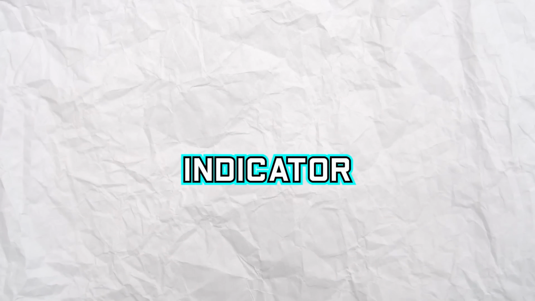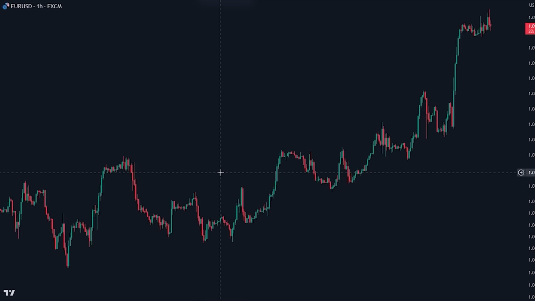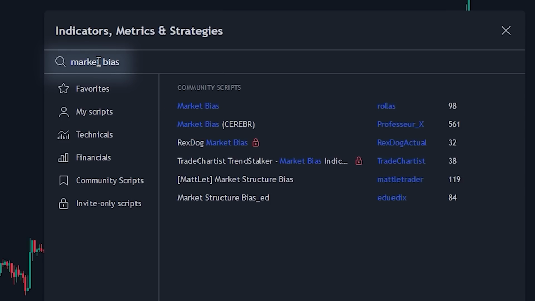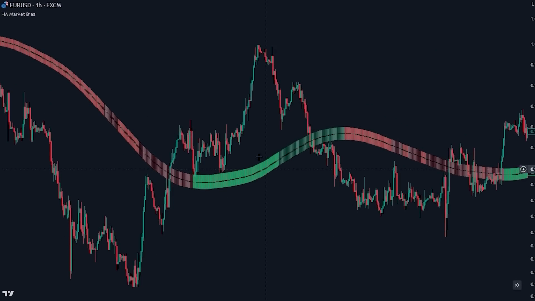Let's first add this indicator to the chart. Head over to the Indicator Search tab and search for the market bias indicator. Select the indicator made by Professor X and add it to the chart. This is the market bias indicator.